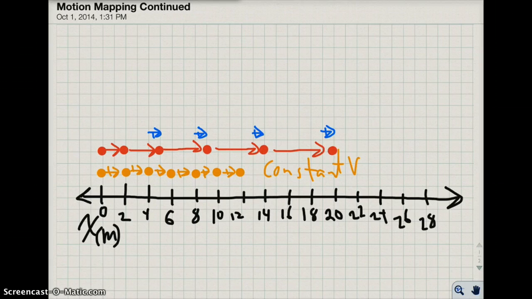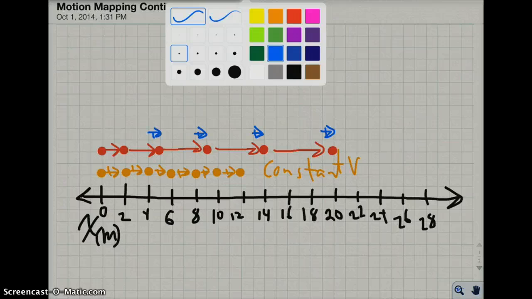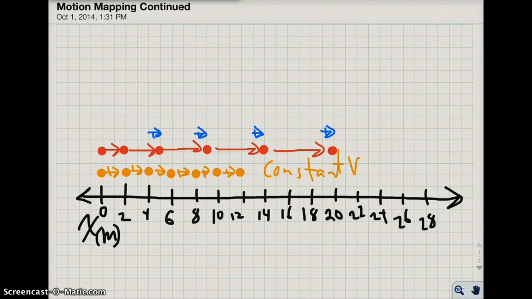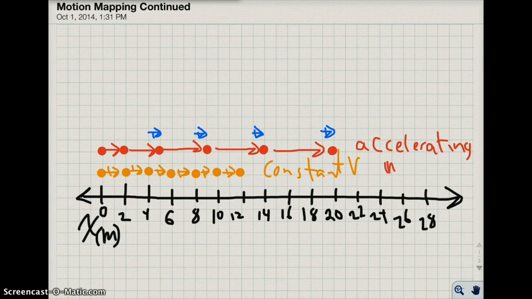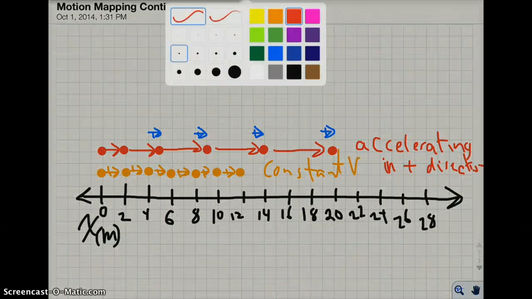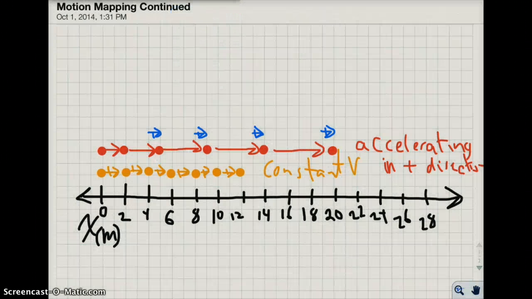Fantastic. Well, let's just think about that from another perspective. And of course, this object number 2, which is accelerating, it's accelerating in the positive direction.